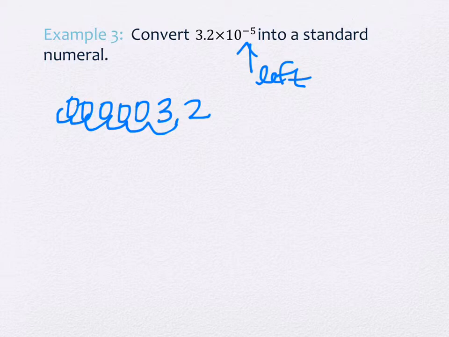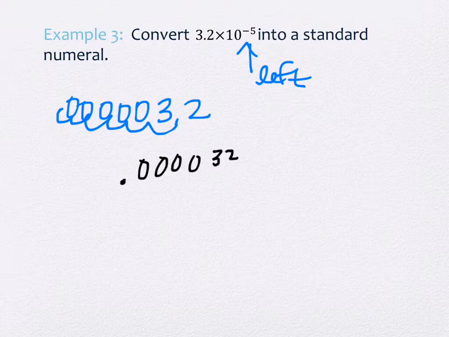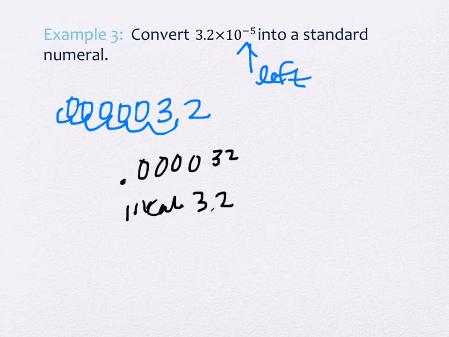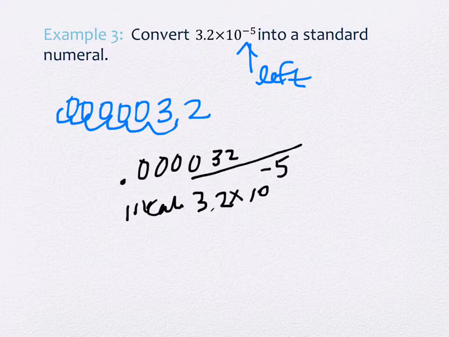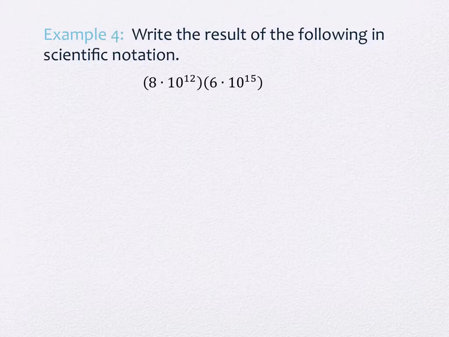So we're going to take this expression and write it as though it were that case. So I've got 4 zeros and then 3, 2. And for the other form, I have 3.2 times 10 to the negative 5th. And it just looks messy, but this would actually be our answer to this particular question as well.